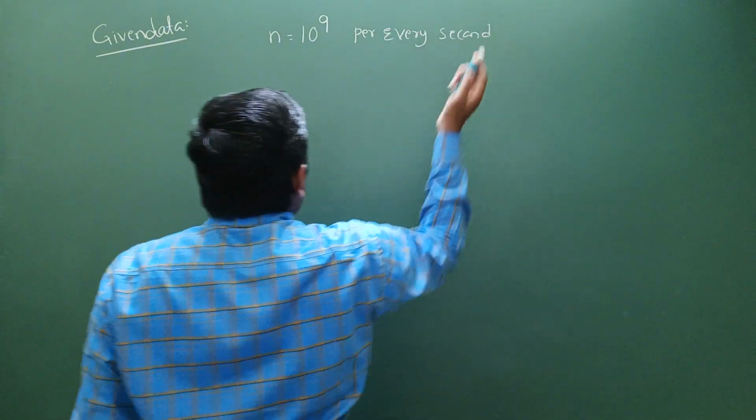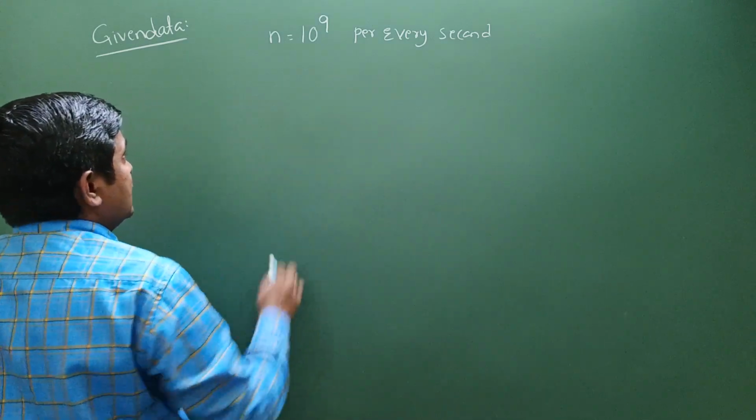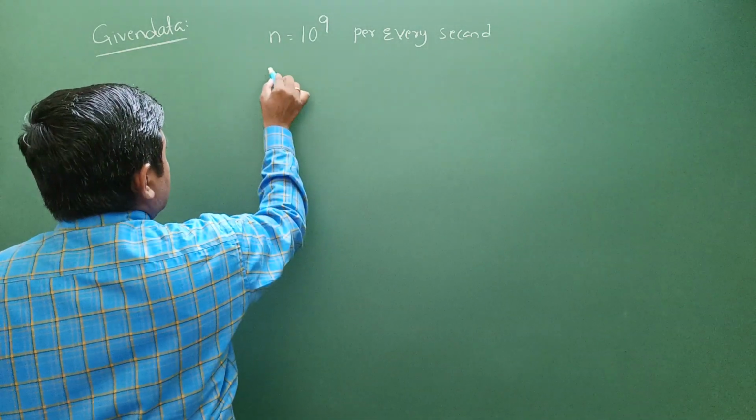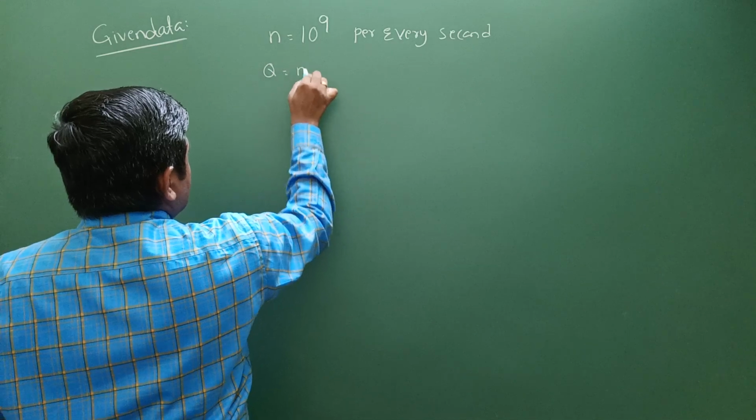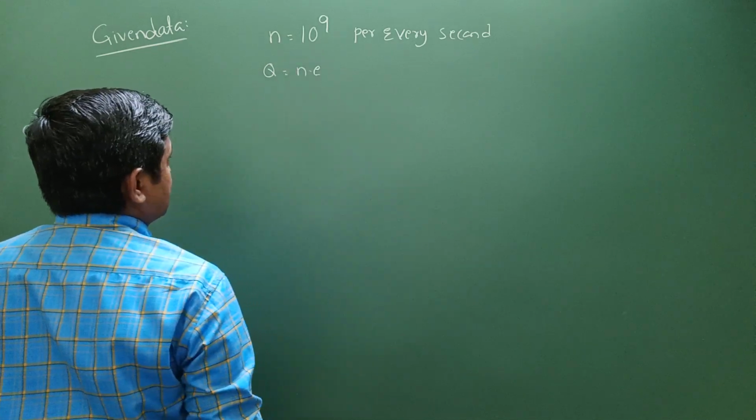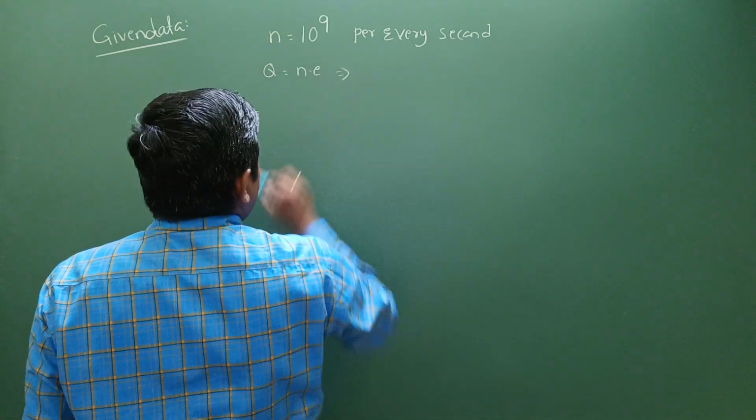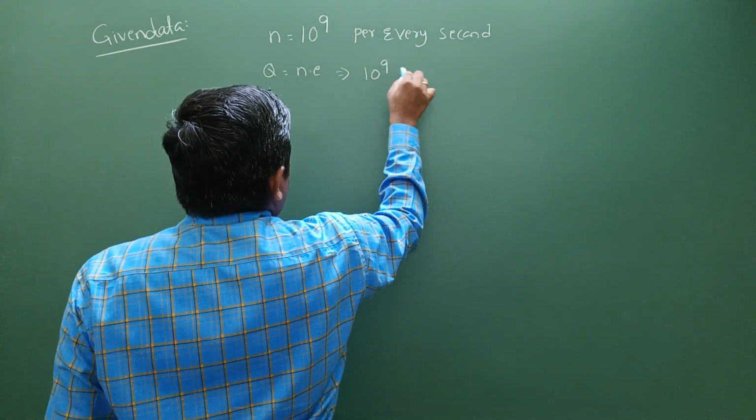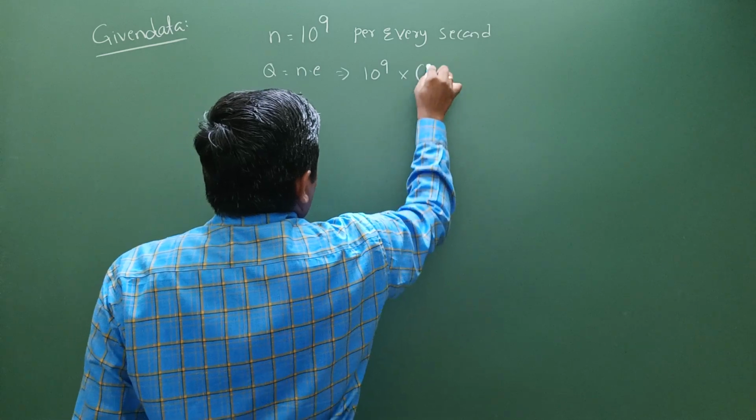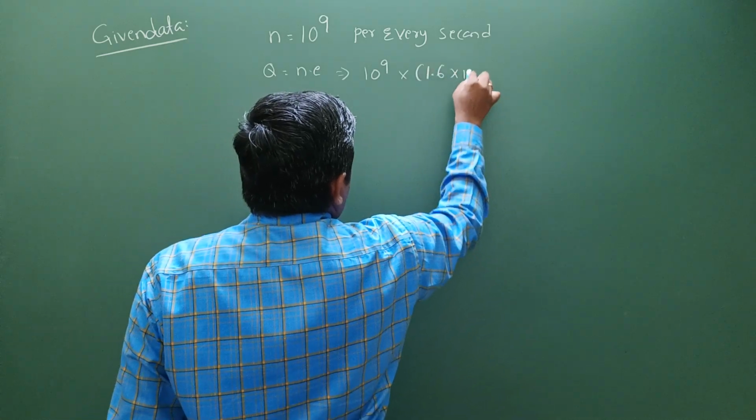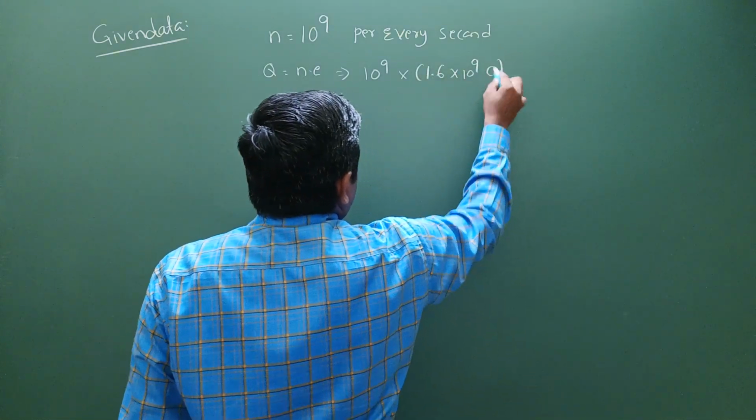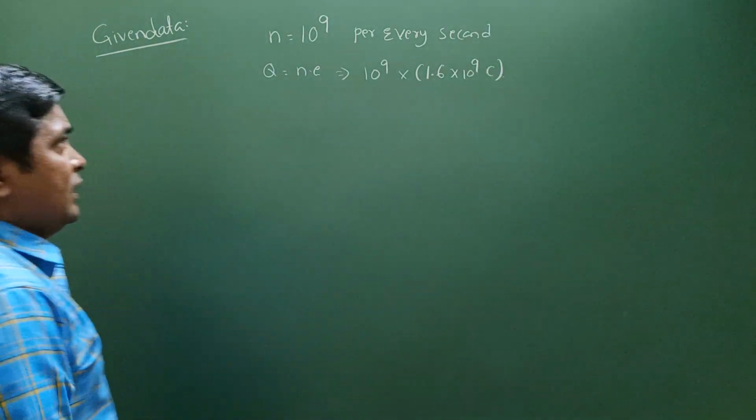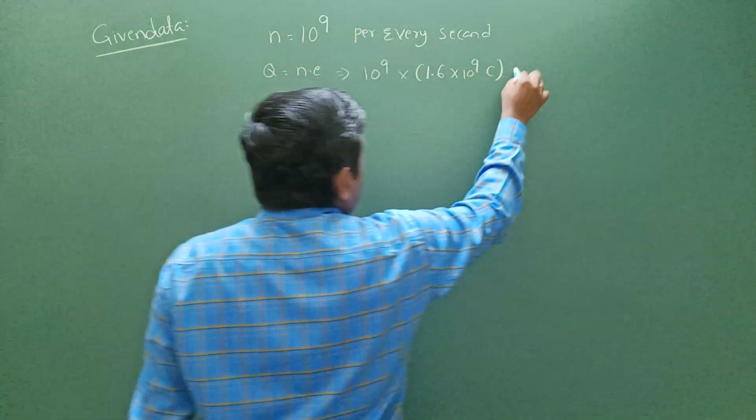Then if it is like that, what can we write? What is going to be the charge? We know that Q equals N into E. What is N? This is 10 to the power of 9. What is one electron's charge? 1.6 into 10 to the power of minus 19 coulomb. Right, this is that.